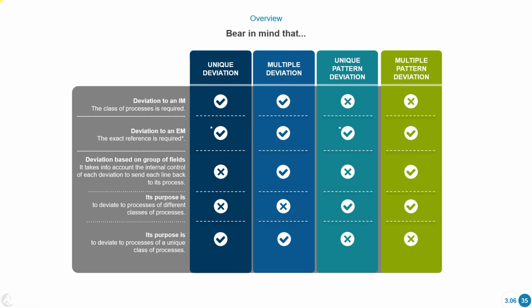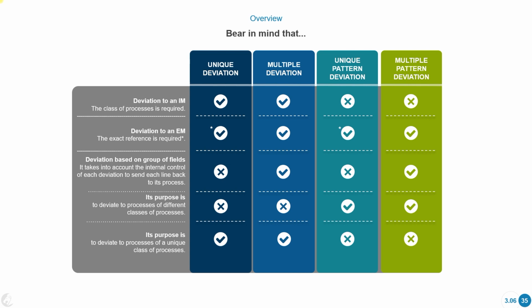In this case, if we're talking about a unique deviation, or if we're talking about a unique pattern deviation, we need to know the exact reference of the intermediate event process that's available for us to deviate to that exact process. Here we can see that the deviations based on groups of fields are done with either a multiple deviation or a multiple pattern deviation.